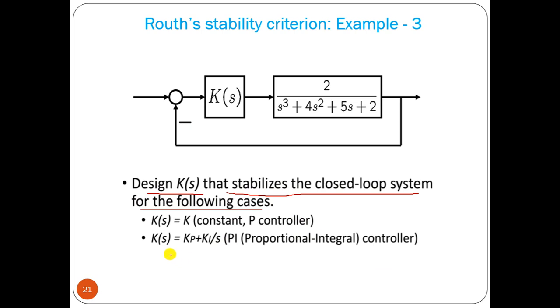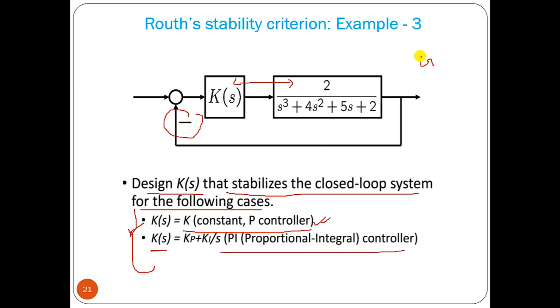Condition one: k is equal to k only, which is called a proportional controller. Another time, k is equal to kp plus ki by s, so it is called a proportional plus integral controller. Two cases we have to solve. For that, k is multiplied with these two blocks in series, then we have negative feedback, so we can write g divided by 1 plus gh.